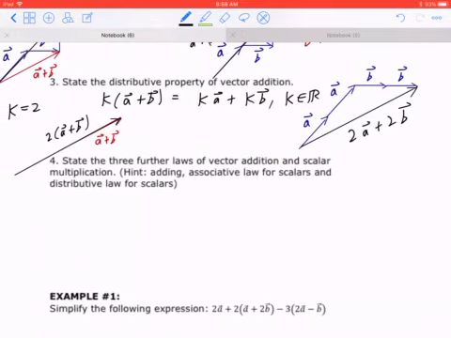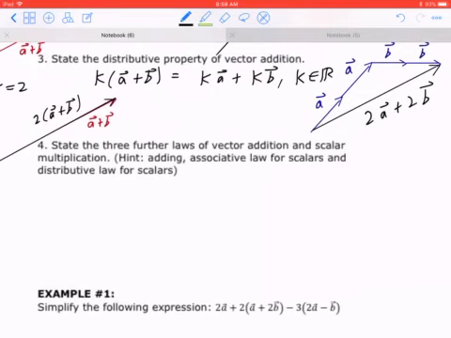And again, it doesn't have to be 2. You can pick any value for k. I just picked 2 so you can see the magnitude as you're comparing them. Now, number 4. State 3 further laws of vector addition and scalar multiplication.